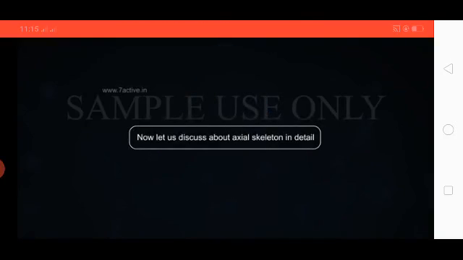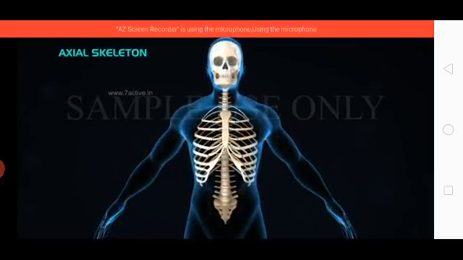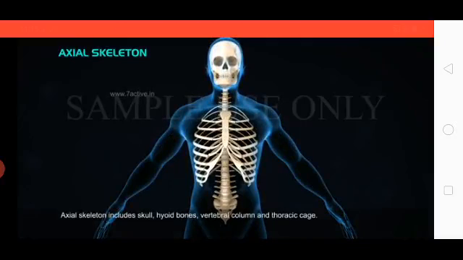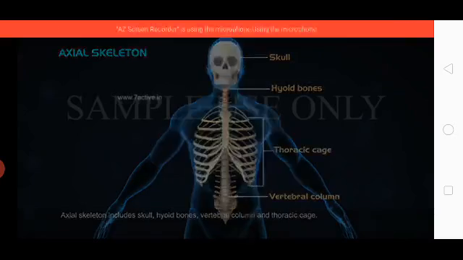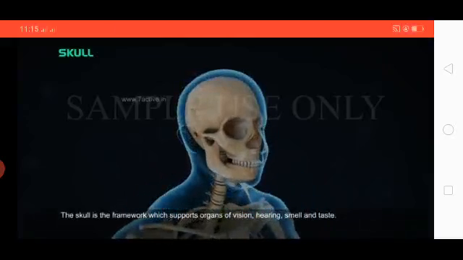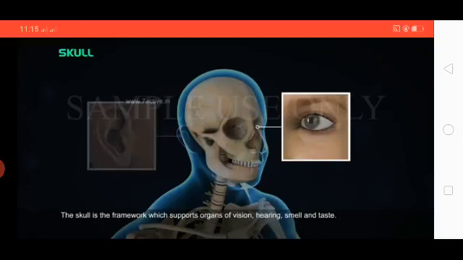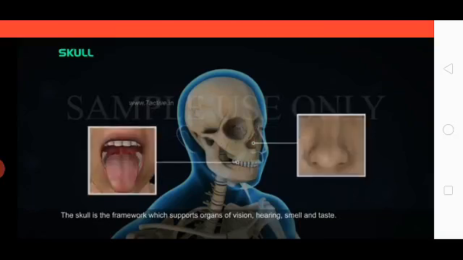Now let us discuss the axial skeleton in detail. Axial skeleton. The axial skeleton includes skull, hyoid bones, vertebral column, and thoracic cage. Skull. The skull is the framework which supports organs of vision, hearing, smell, and taste.